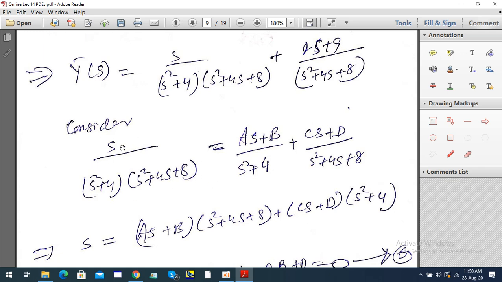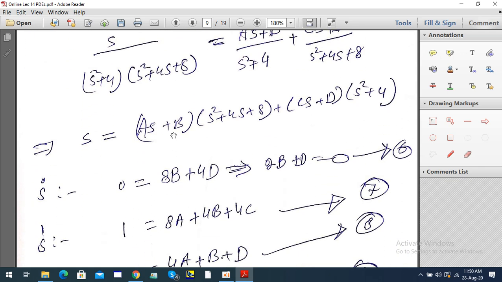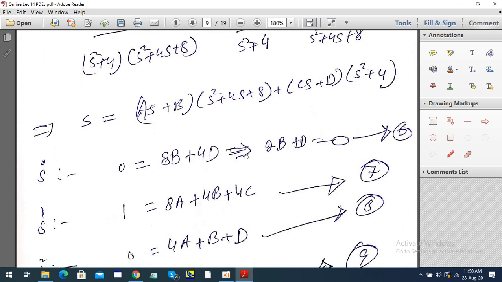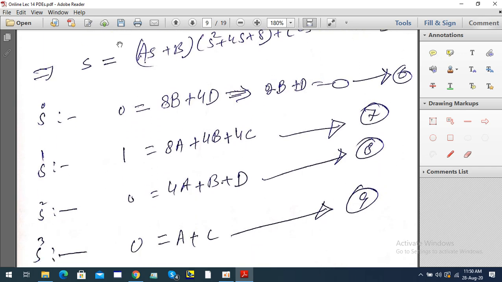So on the left hand side we have just s, and on the right hand side you have this thing. Now we have to find A, B, C, D. First, equate the coefficient of s^0, that is the constant. You can see 8B plus 4D, or 2B plus D, equals 0. And for s^1, on the left hand side the s coefficient is 1, and on the right, 8A plus 4B plus 4C.